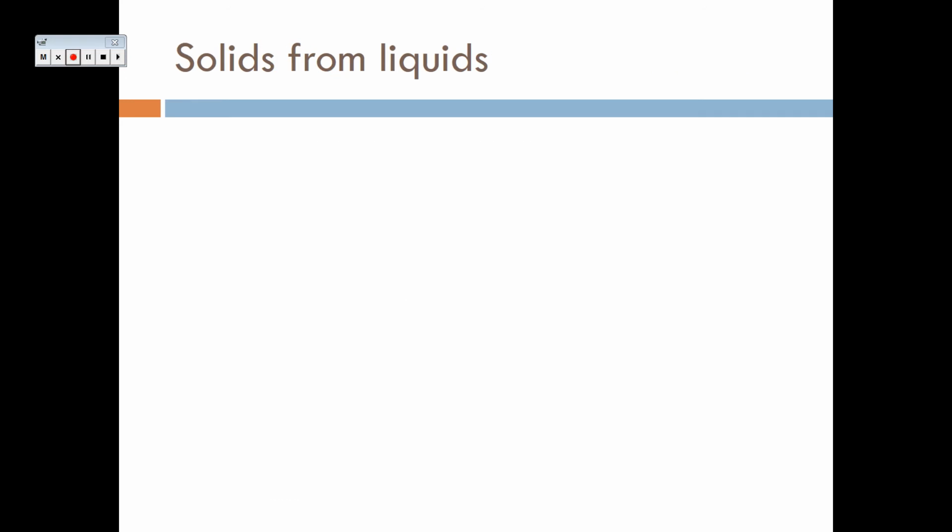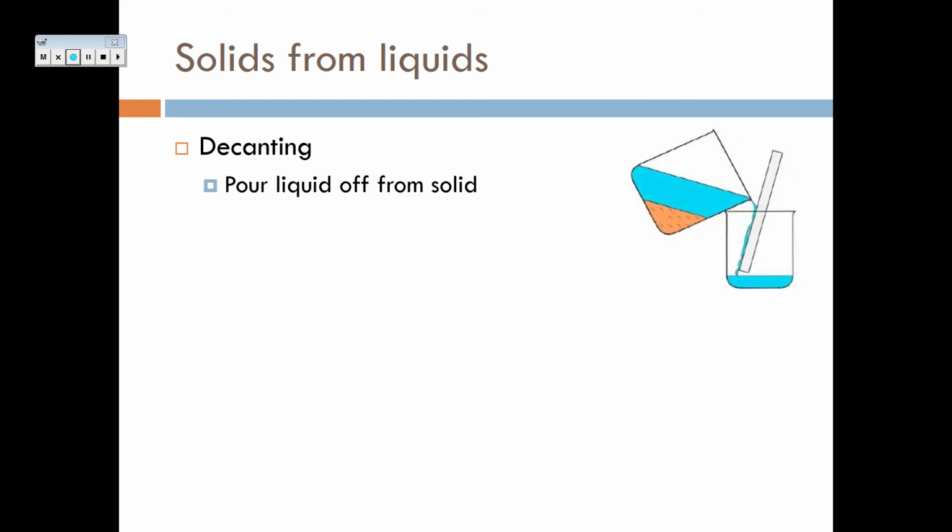So what we're going to do is go through those categories and give examples of them and how you could separate them in a lab setting. So the first one is solids from liquids. One example of separating a solid from a liquid is something called decanting, where you have, for example, dirt mixed with water.